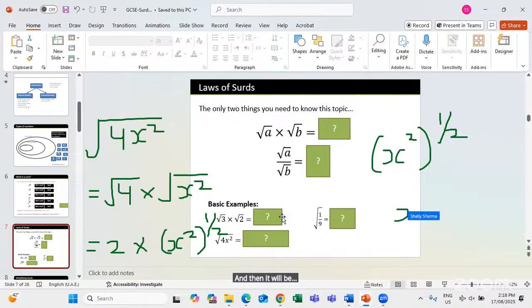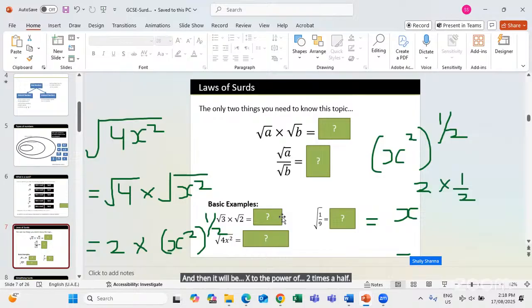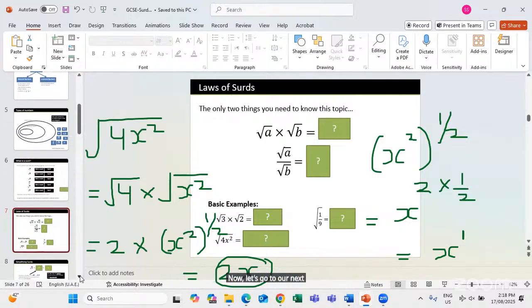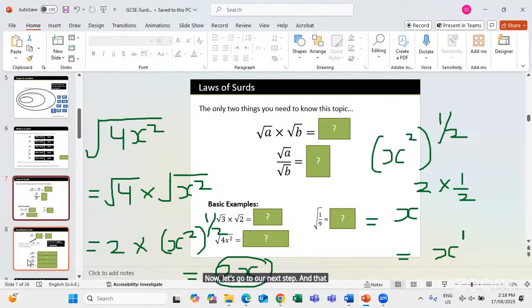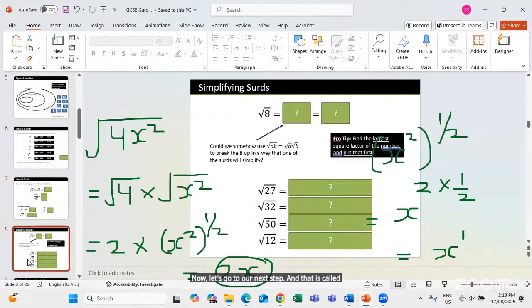x to the power of 2 times a half, and that is equal to x to the power of 2 times a half, which means it's 1. So we got our final answer as 2 multiplied by x, which is 2x. Now let's go to our next step, and that is called simplification of surds.